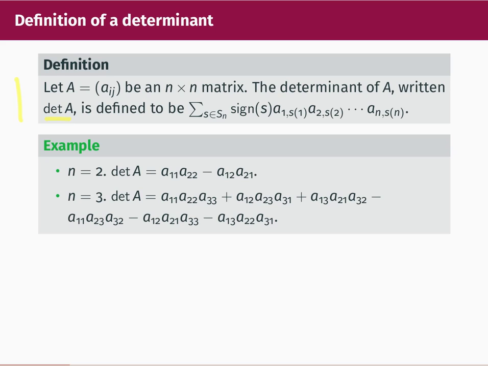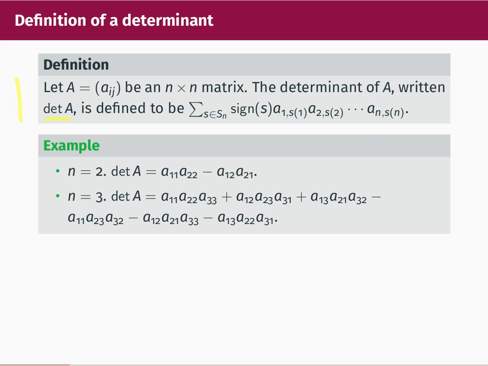defined to be the sum over all permutations S in Sn of the sign of S times a1 s of 1 times a2 s of 2 up to an s of n. Before we do anything, let's make an important observation about the definition of this determinant. Each one of these summands contains exactly one factor from each row of A. So this term is from row 1, this term is from row 2, and this term is from row n.